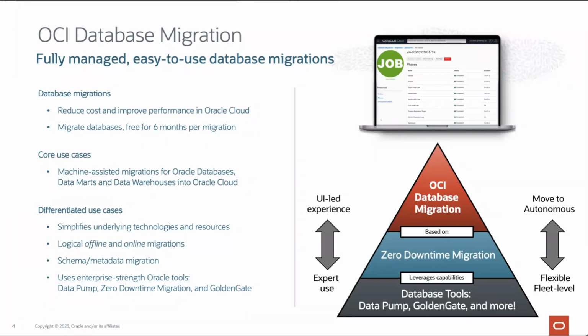So Zero Downtime Migration logs into the source system, extracts the data, uploads the data to object storage, for example, and then imports the data to our target database. This is done by Zero Downtime Migration. And OCI Database Migration is then based on Zero Downtime Migration and gives us this nice service in the OCI console where we can configure the Zero Downtime Migration instance that is running in the background. I will also have a slide later to compare the differences between Zero Downtime Migration and OCI Database Migration.